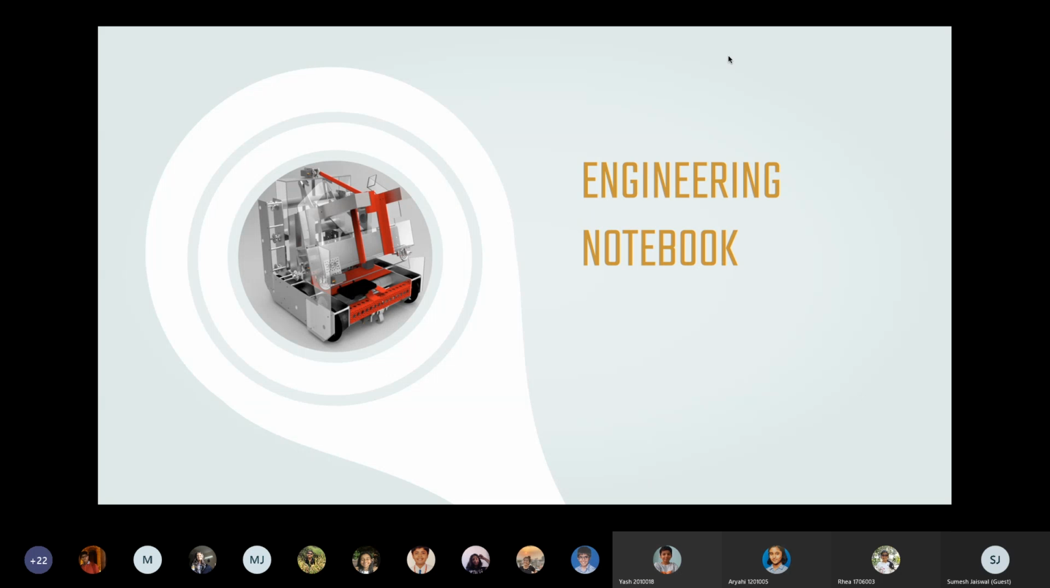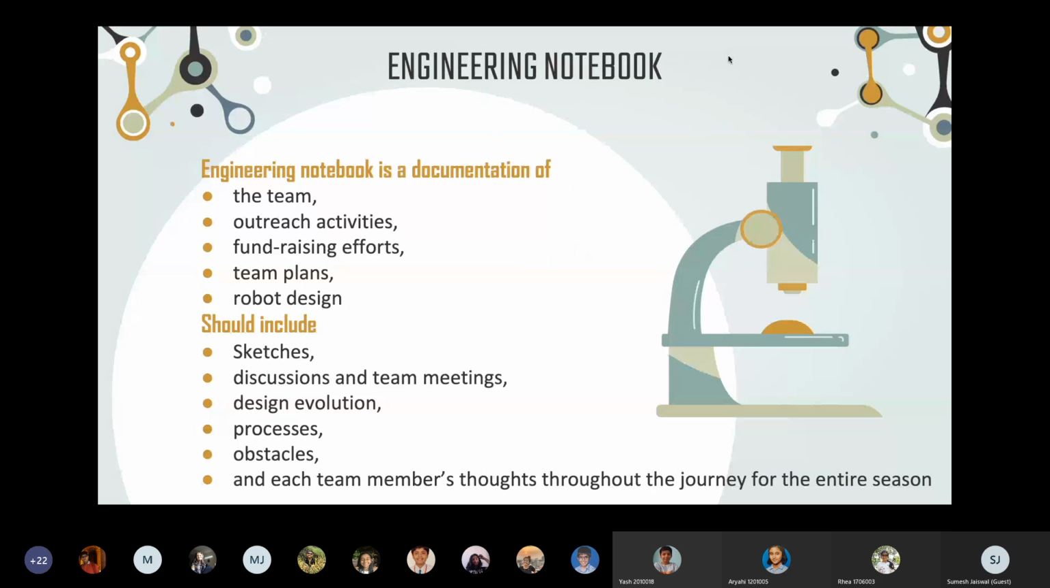Okay. So let's come to the engineering notebook. So you've seen that all the awards require you to submit an engineering notebook. The engineering notebook is like a project report in which you have to document various things. You have to document about your team. You need to write about your outreach activities. You need to write about your fundraising. You need to write about the planning that you have done in your team. You need to write about your robot design, how you came up with the design, how it works.